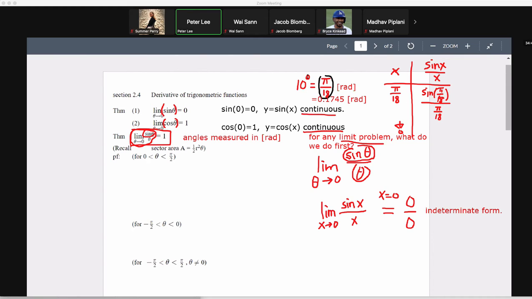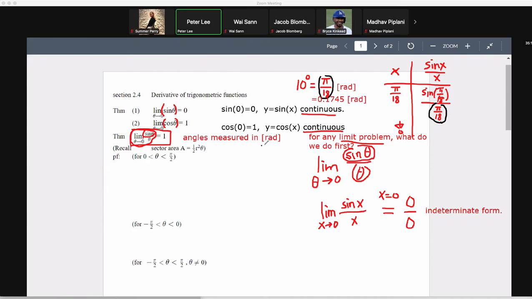So when you put a pi over 18 there, that number right there is about 0.1745. It is not 10. So we don't plug in 10. If you plug in 10 here, then this limit does not go to 1. It will go to something else. Okay? So make sure that you understand this.